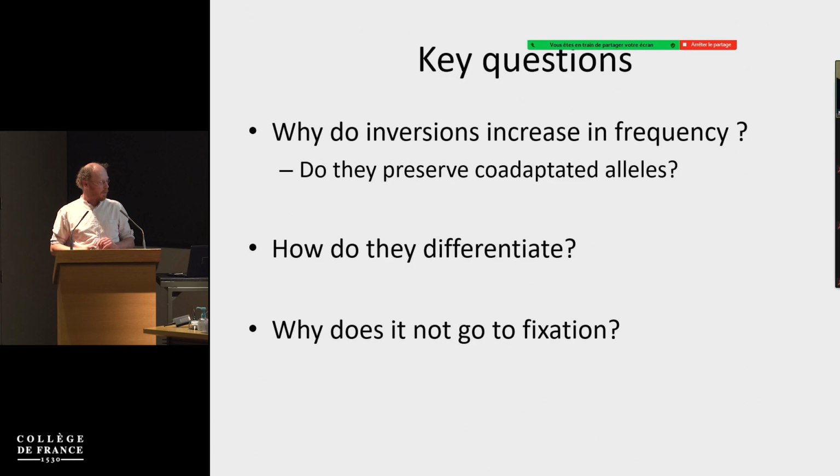So the key questions are: why do inversions increase in frequency? Do they preserve co-adapted alleles? How do they differentiate? And why do they not go to fixation in the case of supergenes?